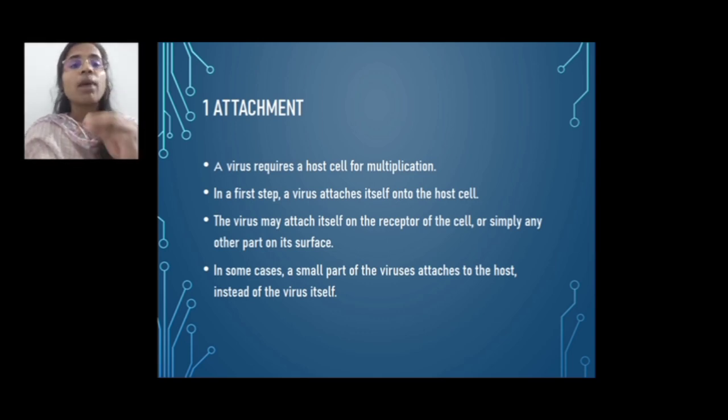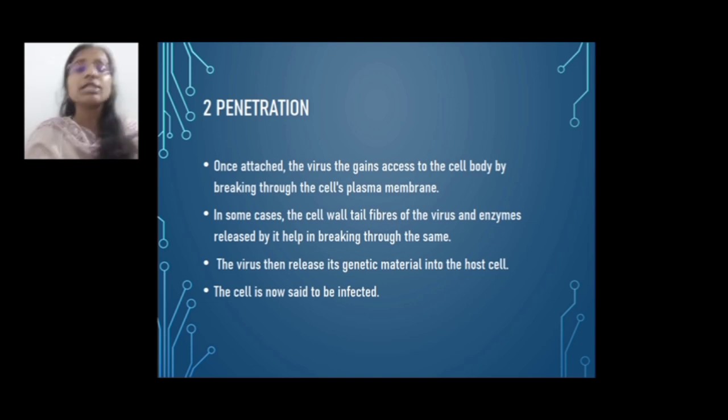In the first step, the virus attaches itself to the host cell. It is not seen individually; it is attached to the host cell. The virus may attach itself to a receptor of the cell or to any other part of its surface. In some cases, a small part of the virus attaches to the host instead of the whole virus. Then the second step is penetration.